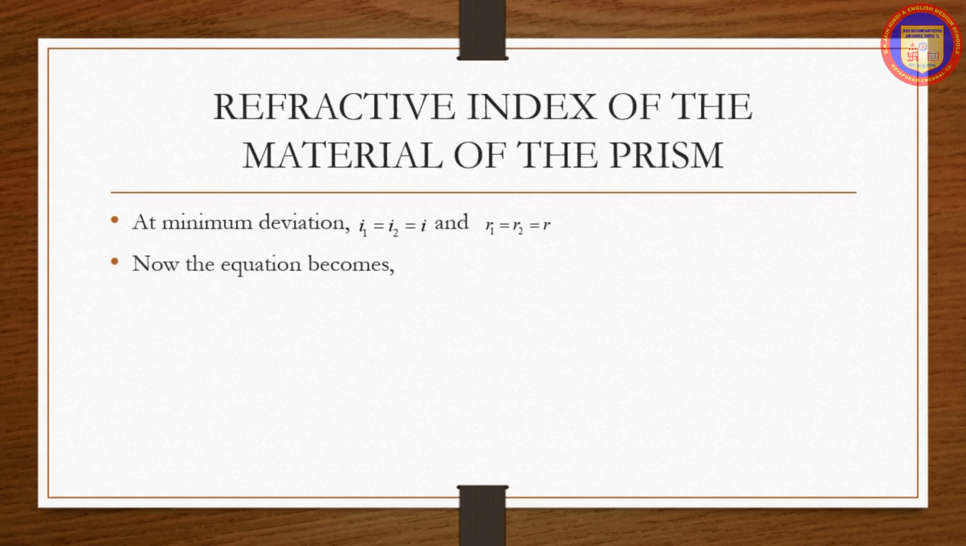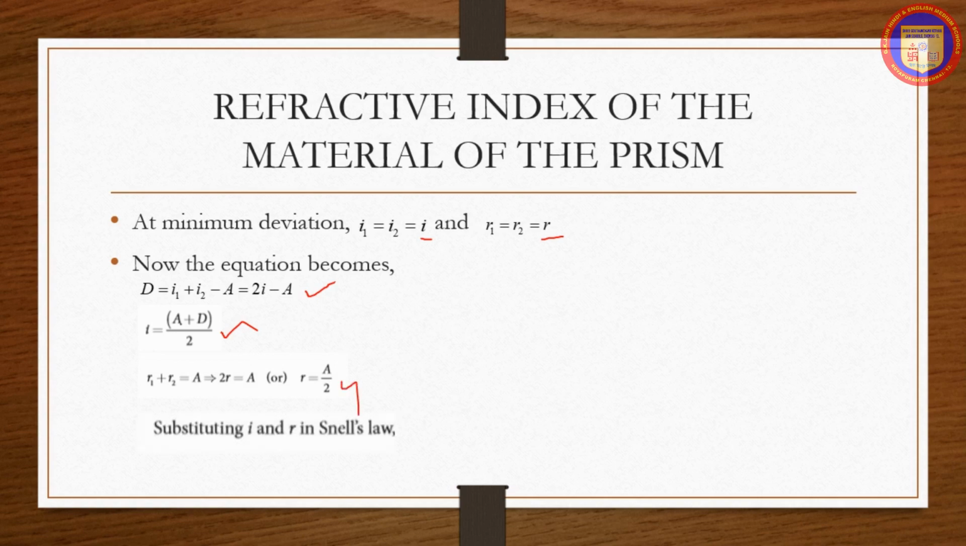Next is the refractive index of the material of the prism. At minimum deviation, we can take I1 equal to I2 equal to I, and R1 equal to R2 equal to R. Now the equation D is equal to I1 plus I2 minus A, which we have seen before, becomes D equal to 2I minus A. From this, I is equal to A plus D divided by 2. In the same way, R1 plus R2 is equal to A, so 2R is equal to A, and R is equal to A by 2.